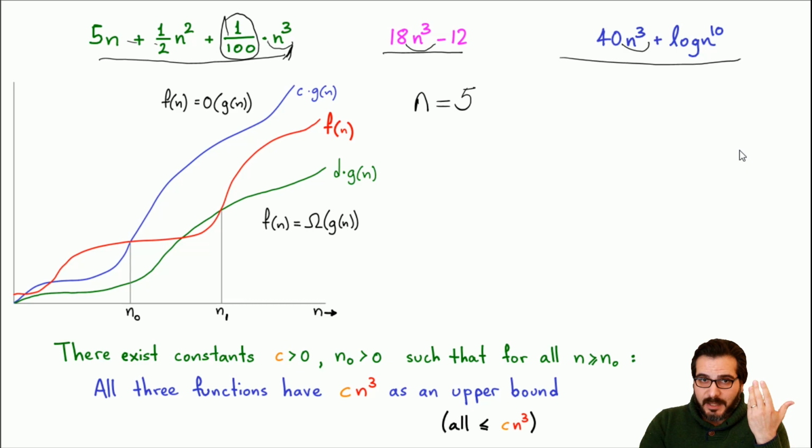Yes, it seems that n cube is dominating, but we need some other coefficients, like a constant here, for example, with which constant and for which n value, we call it the n0 value, it's going to be greater than that. And then you can prove that this function is bounded by n cube. For this reason, in big O notation, we need the C and N0 pair.